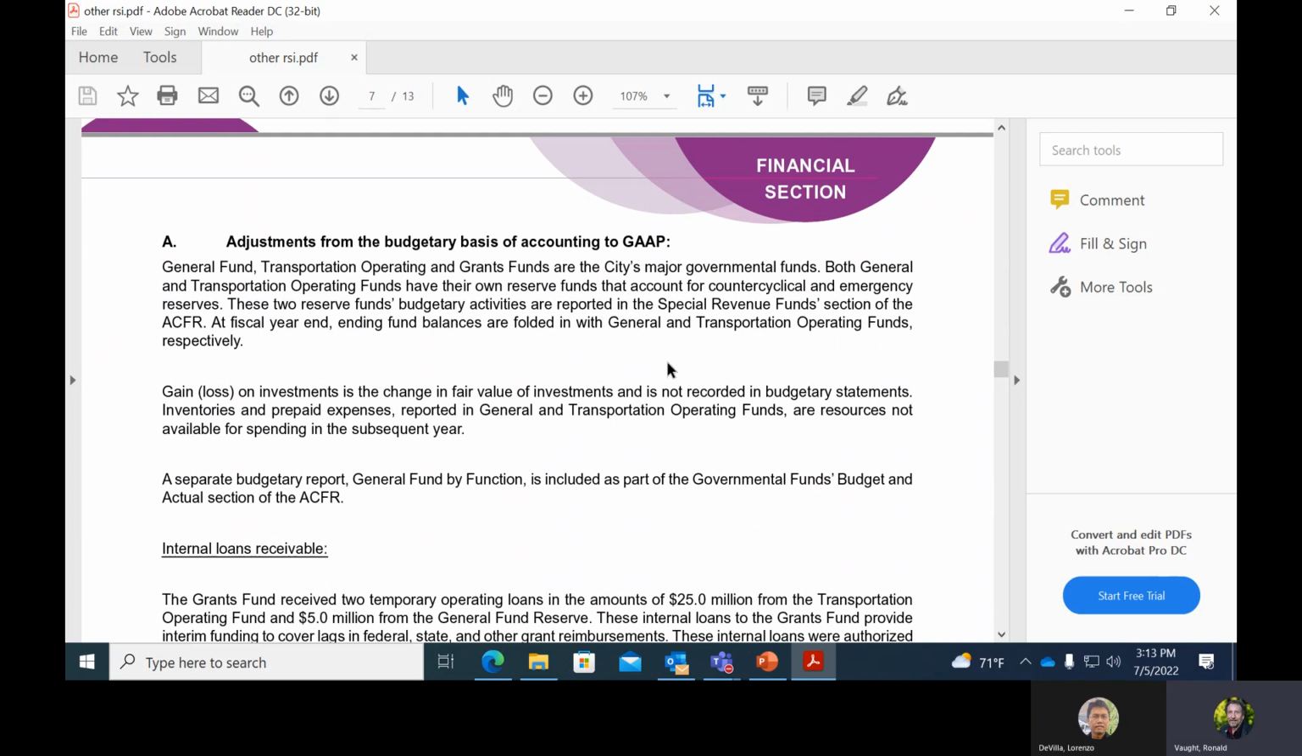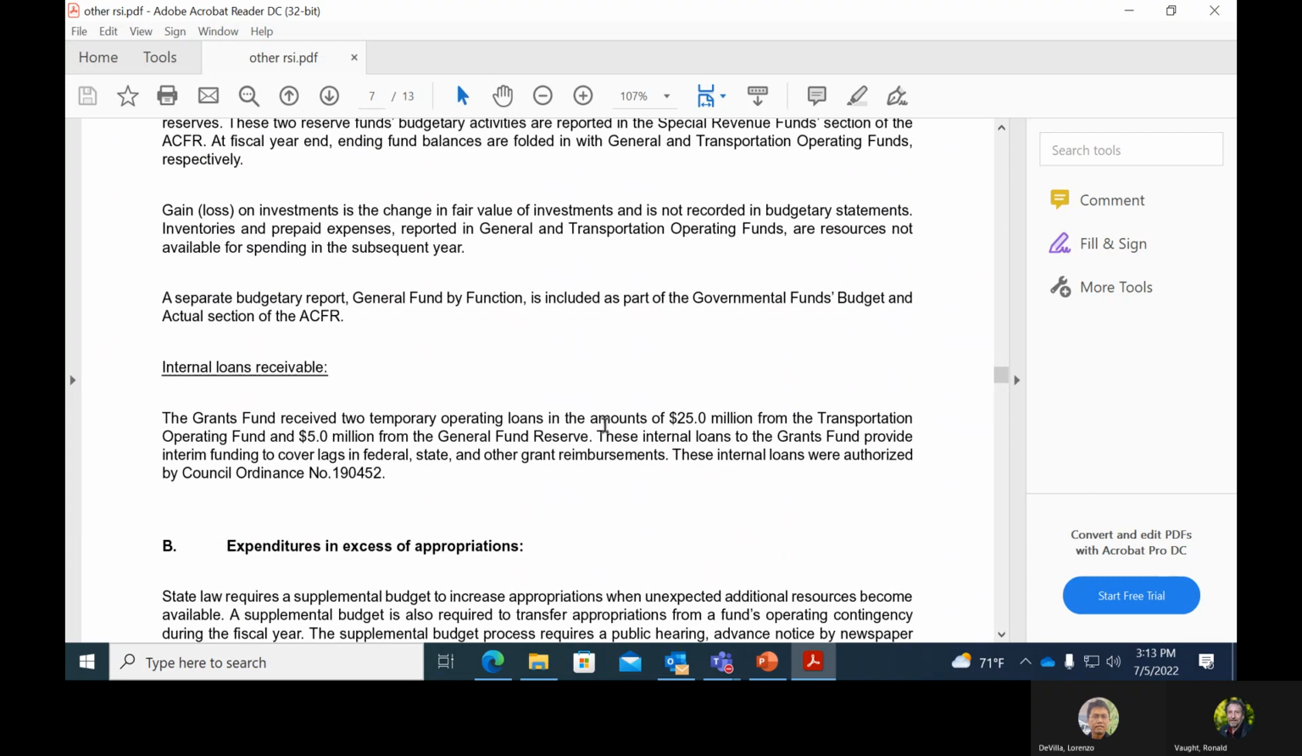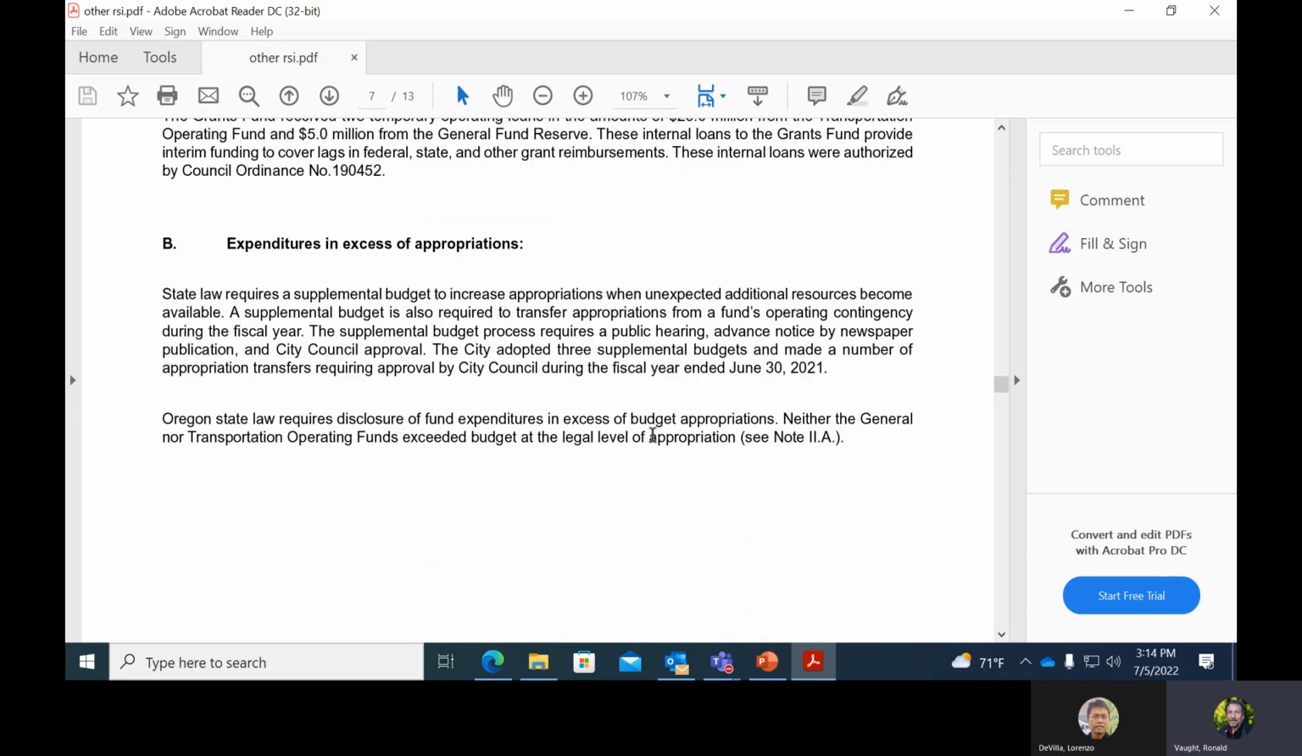And then we have some note disclosures related to that, and we'll have to update this for the internal loans. And then expenditures in excess of appropriation. There are usually some, but they're usually not in these funds.